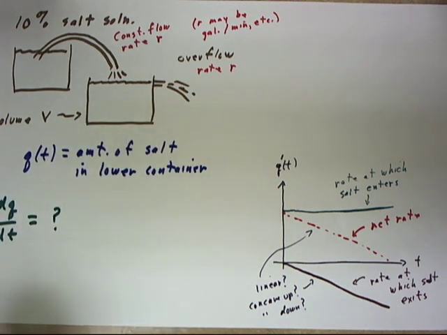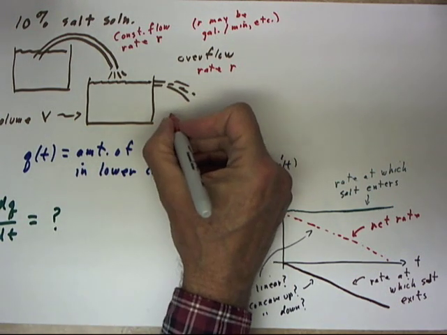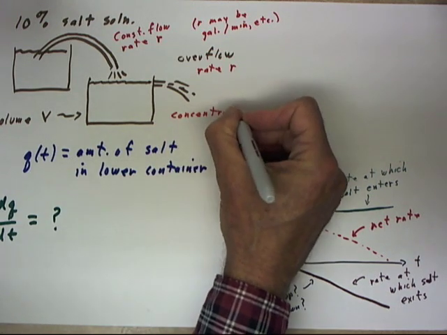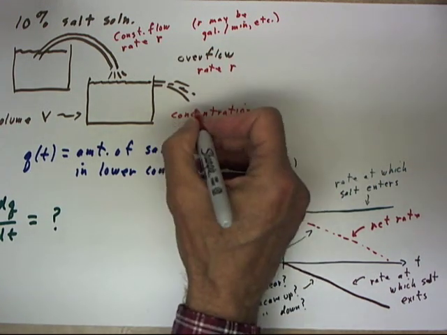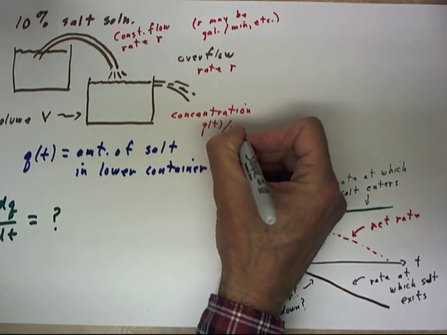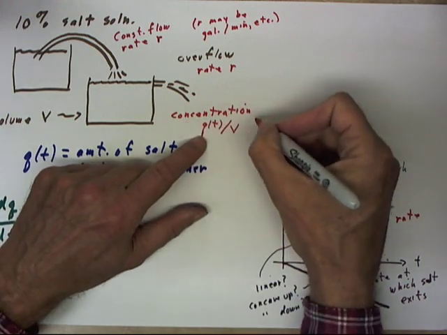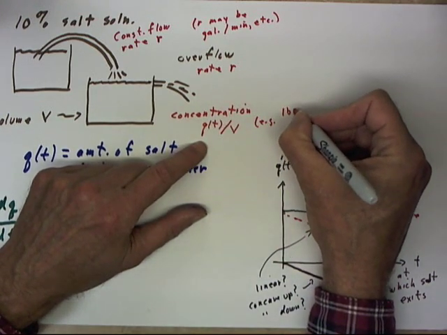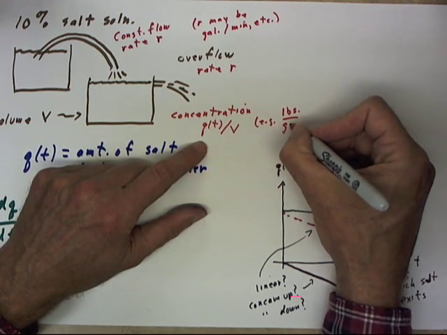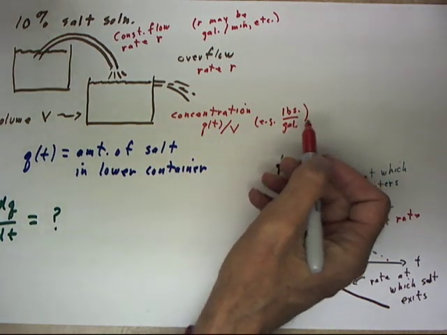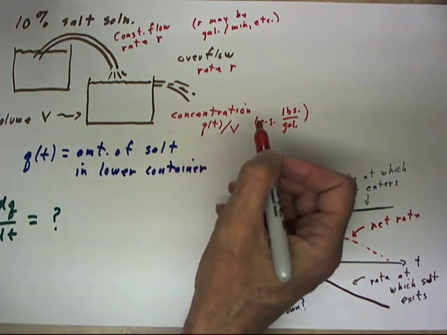Now, whatever Q of T is, the concentration of salt in the container is Q of T over V. That would be like in pounds per gallon, or grams per gallon, or ounces per gallon. It's the amount of salt we have per unit of volume.